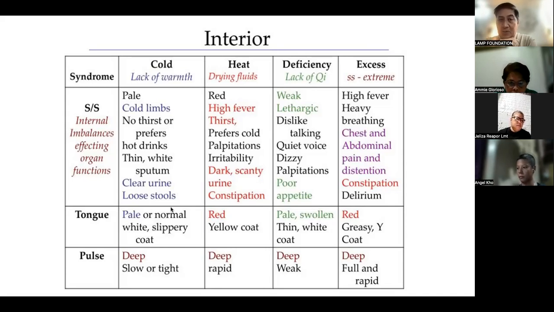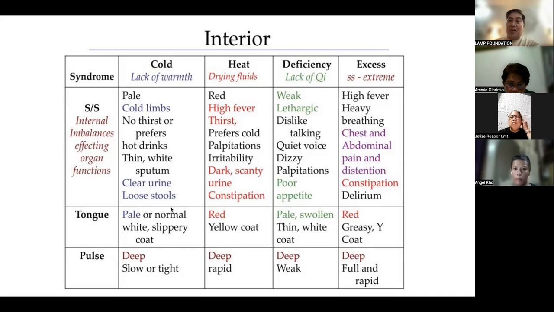Next, we have excess. The signs and symptoms are extreme. Excesses, sobra-sobra. High fever, heavy breathing, okay? Chest and abdominal pain and distension. There is constipation, delirium. Usually, itong mga ganitong pasyente, hindi sa atin pupunta yan. No? Sa doktor kaagad yan o sa ospital. Sana naman wala kayong pasyenteng ganyan, makaka-stress.